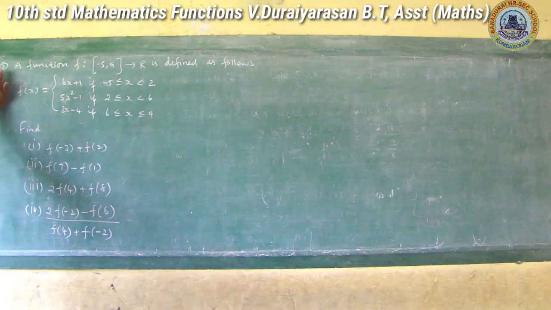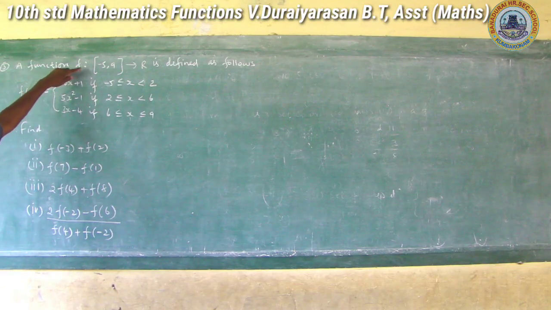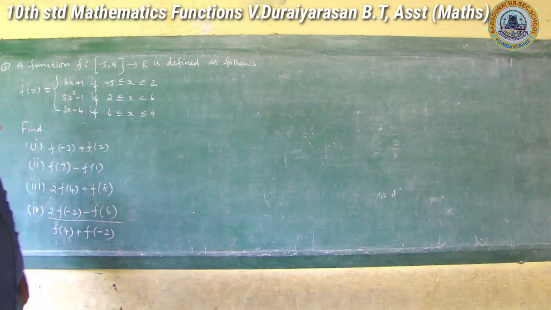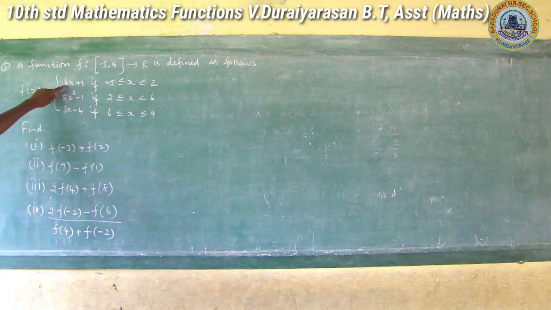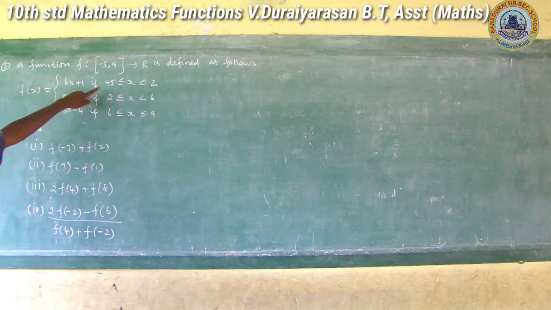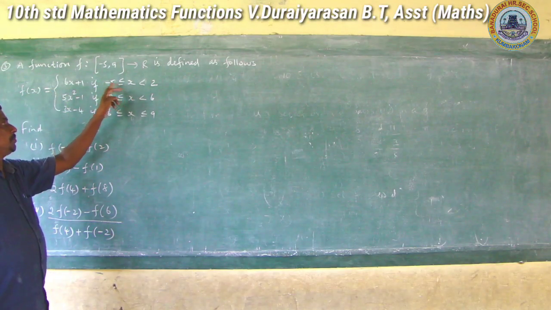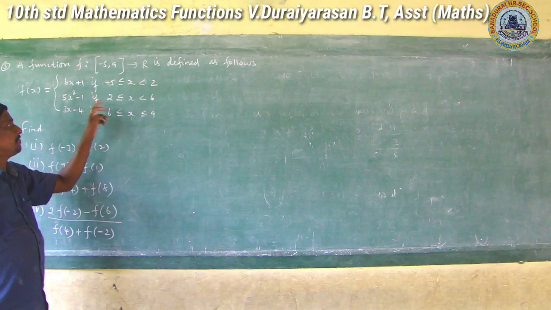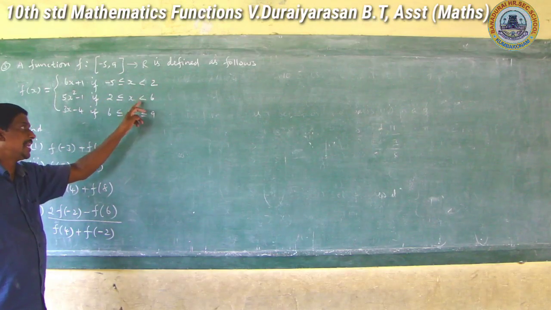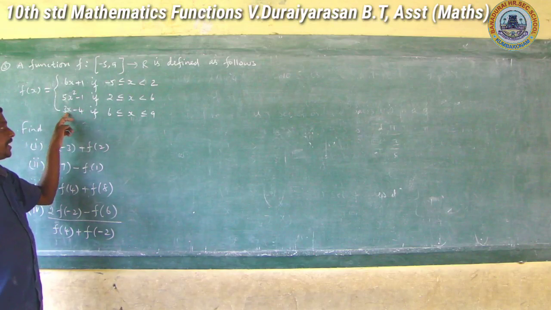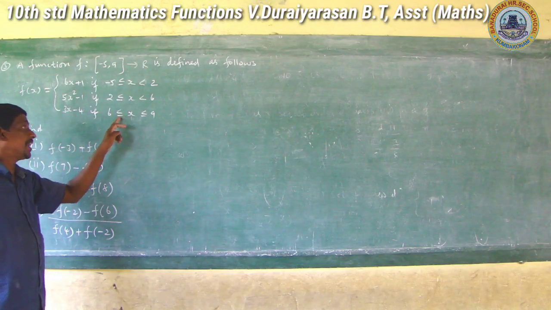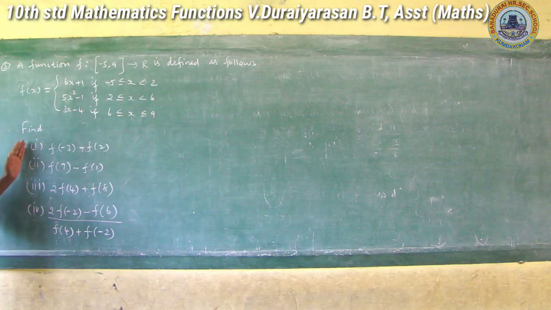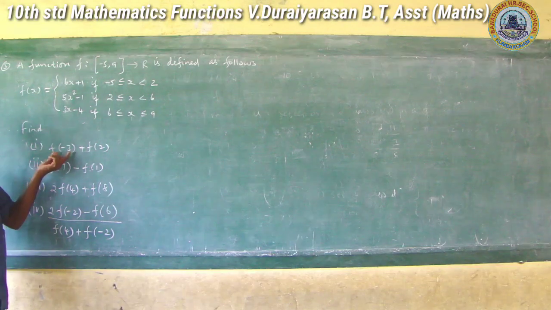Next, 5 more questions. A function f from [-5, 9] to R is defined as follows. f of x is equal to 6x plus 1 if x is greater than or equal to minus 5 and less than 2. Next, 5x square minus 1 if x is greater than or equal to 2 and less than 6. 3x minus 4 if x is greater than or equal to 6 and less than or equal to 9. What is the question, sir? There are 4 questions. f of minus 3 plus f of 2.